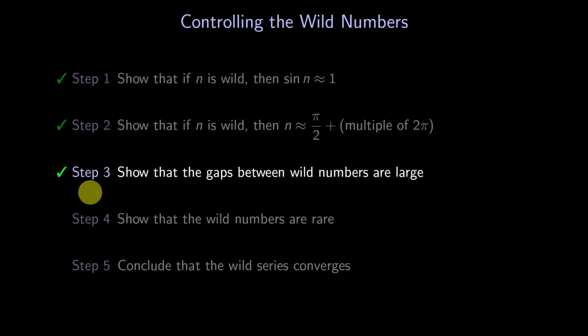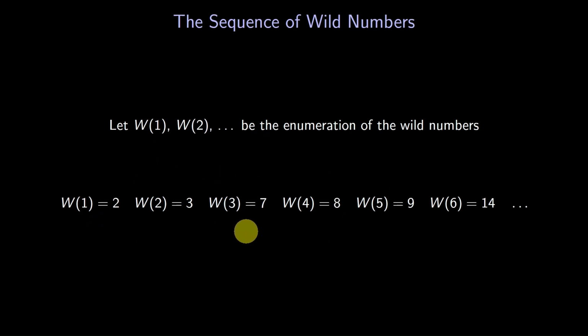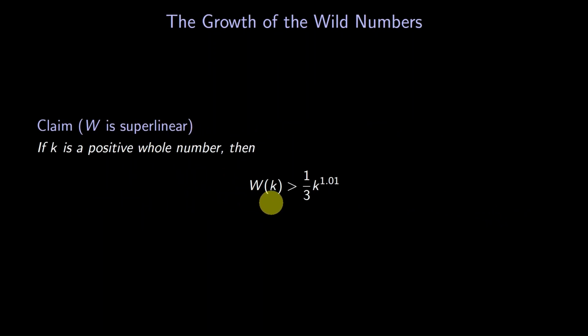We'll use the gap result to show that the wild numbers are rare. To do so, let's give a name to the sequence of wild numbers. We'll name the wild numbers w of 1, w of 2, and so on. The first wild number is 2, the second is 3, and so on. To show that the wild numbers are rare, we'll show that the kth wild number is pretty large. In particular, we'll show that the kth wild number is at least on the order of k to the power 1.01. Because 1.01 exceeds 1, that means the wild numbers grow superlinearly.